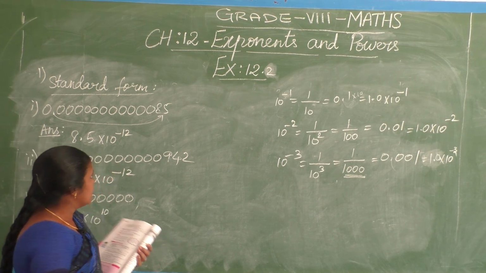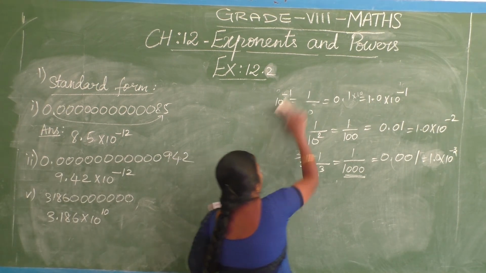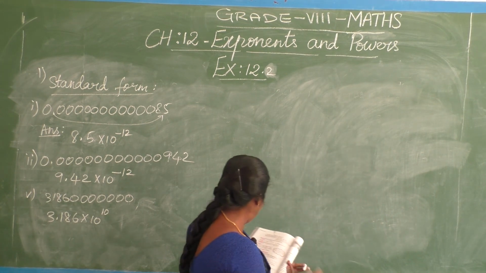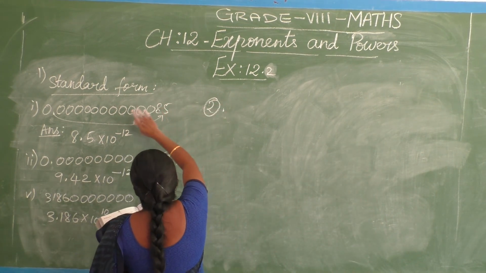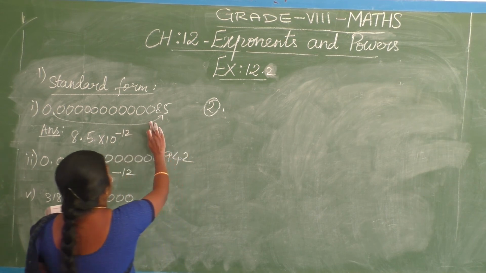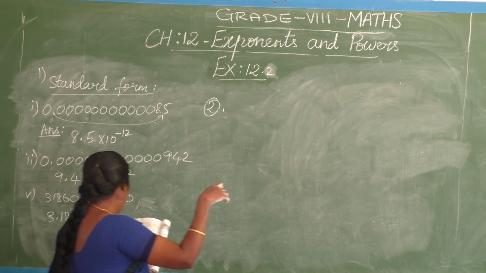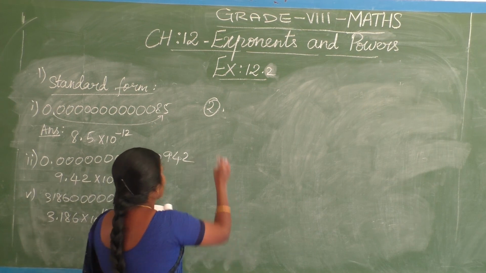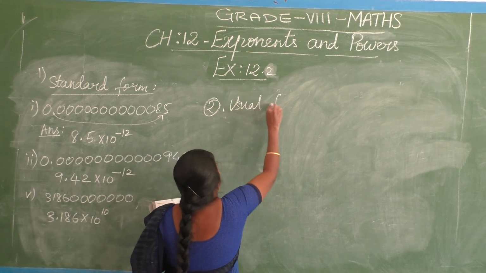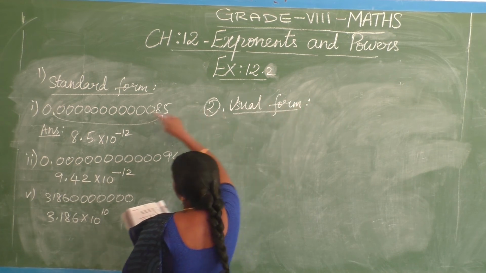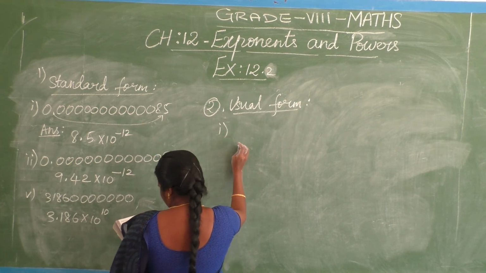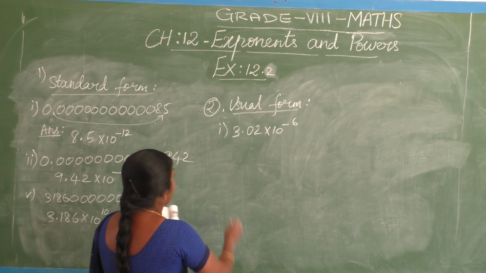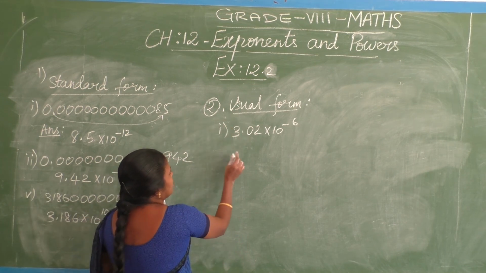First section over. Second section, oppositely they are asking. This is the usual form that we have written in standard form. Now oppositely, the question is given in standard form, and they are telling us to write it in usual form, meaning normal. Clear? First question, 3.02 into 10 power minus 6, to be written in usual form.